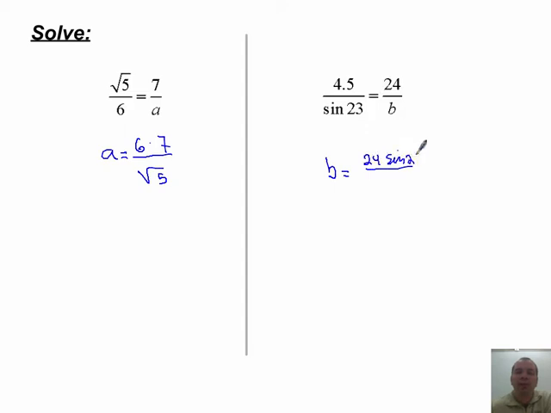sine of 23 divided by the one that's diagonally across, which is 4.5. And then you plug that into your calculator. Now, I would usually like to put the 24 in front of the sine 23 and not the 24 after, so that this doesn't get confused.